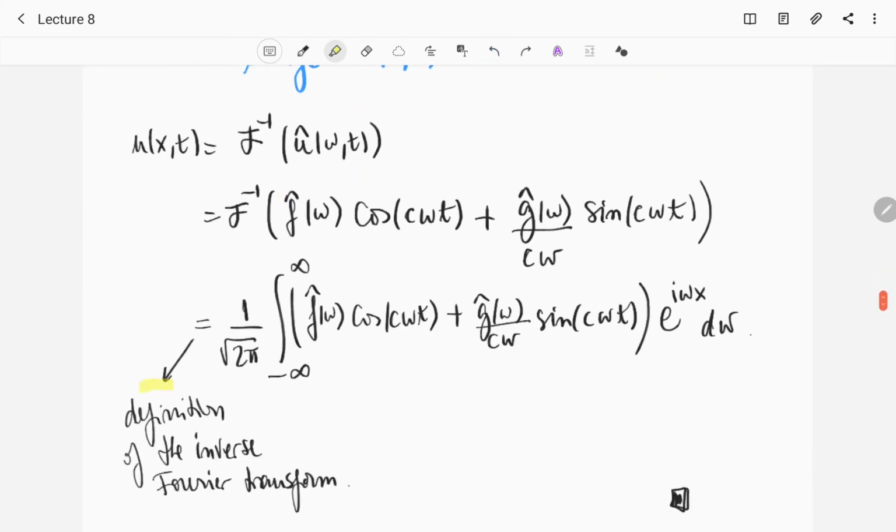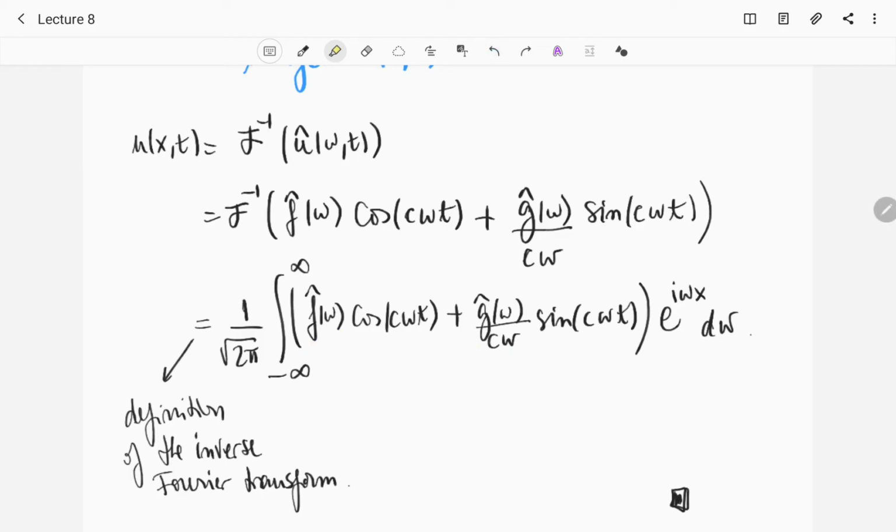And here we use the definition of the inverse Fourier transform, which has this factor in the front and the integral between minus infinity and infinity of the function and this complex exponential. Okay, and so far this is what we can do. When we get particular functions f and particular functions g, then maybe we can reduce this expression a little bit more, but for now, that's what we get.